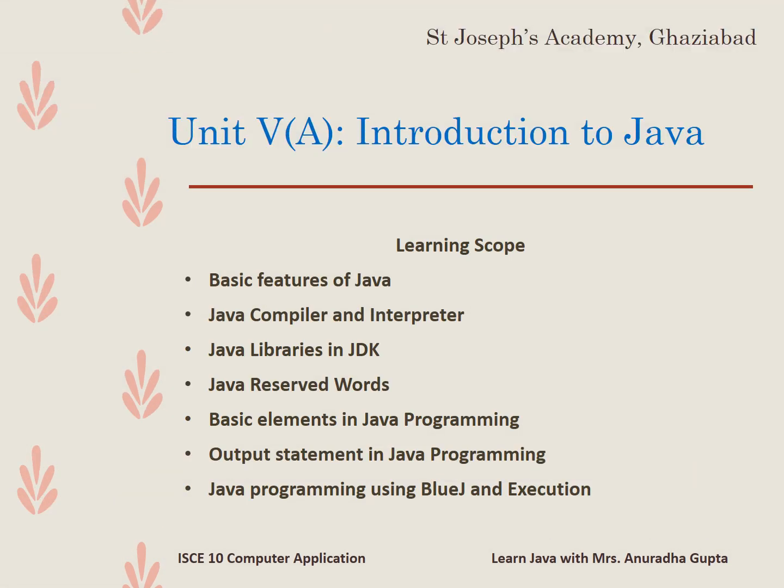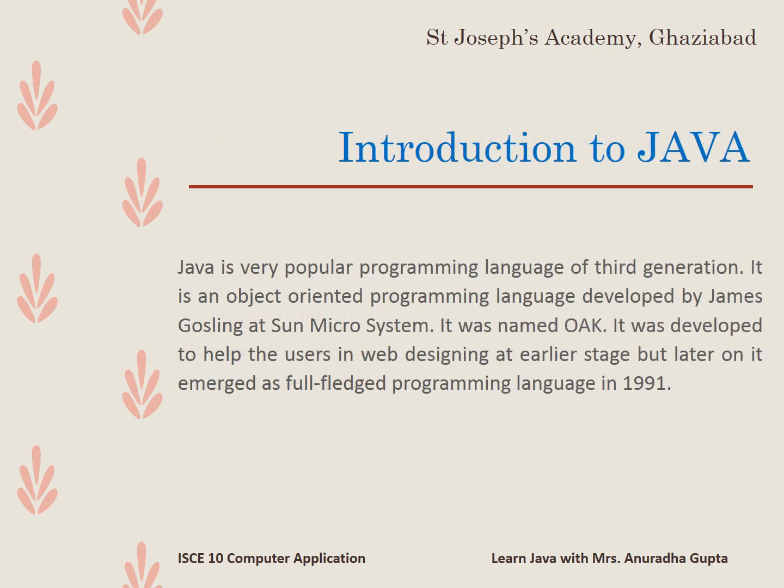Unit 5 A part: Introduction to Java. In this unit, you are going to learn the following topics: features of Java, Java compiler and interpreter, Java libraries in JDK, Java reserved words, basic elements in Java programming, output statement in Java programming, Java programming using BlueJ and its execution. Let's start with the first, introduction to Java.